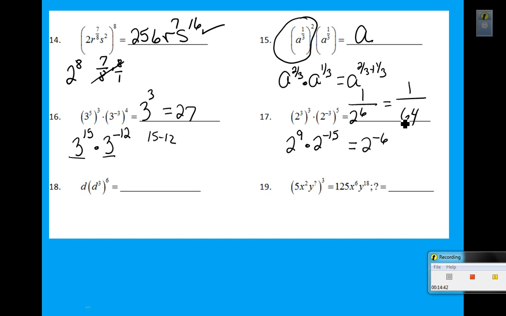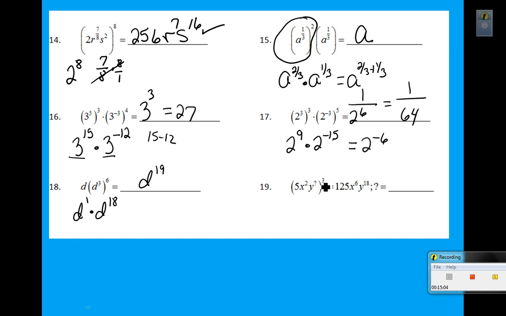Here's my number 18. I have d to the 1st times d to the power to the power, so I multiply my powers. Ending answer, d to the 19th. Number 19, I just kind of wanted to make sure you kind of saw where we were going.